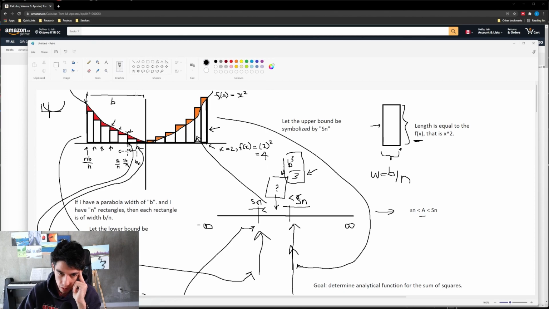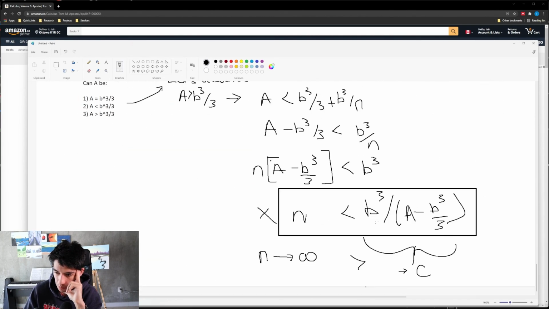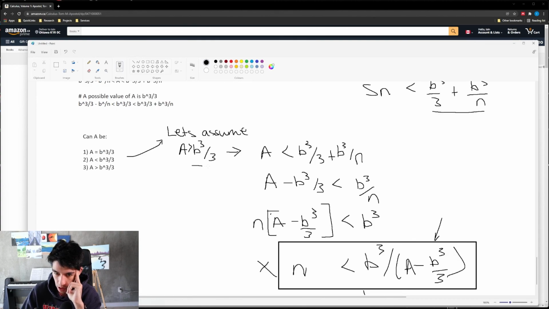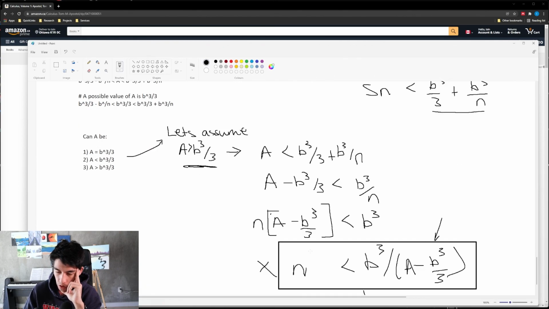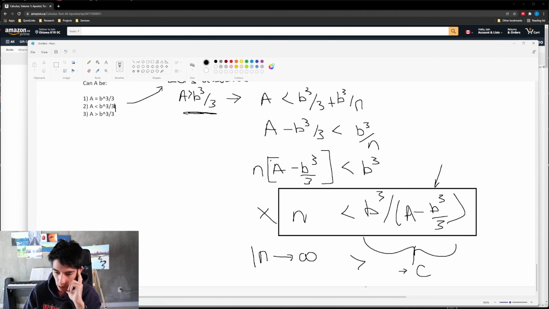Remember, it's the width of the parabola segment we're trying to measure. This is valid because a is bigger than this number by our assumption here, which means we're not dividing by 0. So we've proven that a cannot be bigger than b cubed over 3. The same exercise applies when a is less than b cubed over 3. You can show that as n increases to infinity, this same consequence happens.